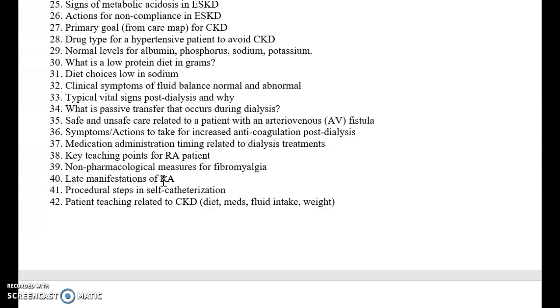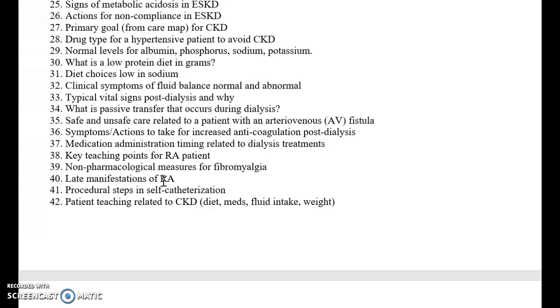Go back and look through to see what are the procedural steps in self-catheterization, so that when you're teaching the patient how to do a self-catheterization, how to do that safely and not to contaminate themselves. And in the home setting, self-cath may be a little different than it is how we would do a catheterization in a hospital setting.